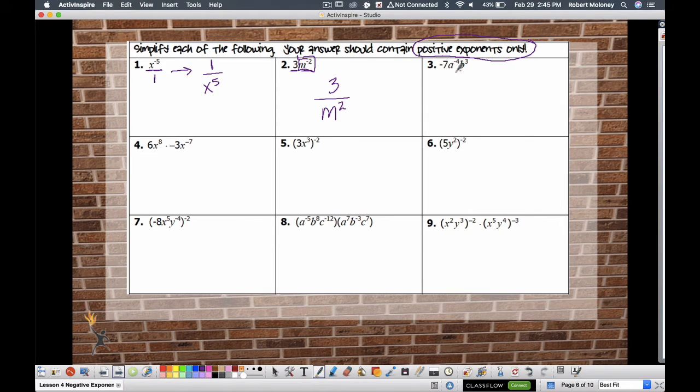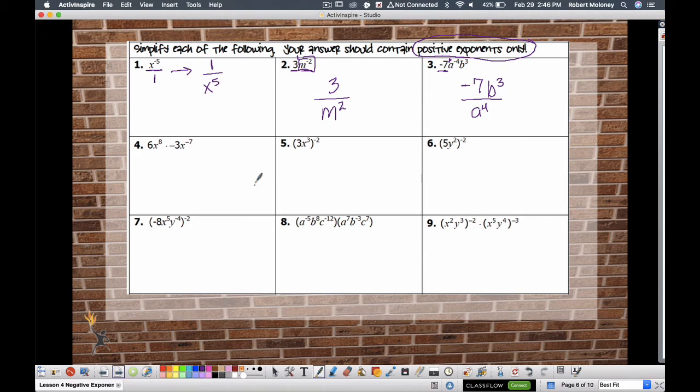Now here's the other thing that catches a lot of students. Negative 7, a to the negative 4th, b cubed. A lot of students go, oh, it's a negative number, so negative numbers must have negative exponents. And that's just simply not true. A negative number still has that positive exponent of 1, so it's going to stay in the numerator. The a to the negative 4 is going to switch places, flipping from the top to the very bottom. And b cubed is going to stay where it is because it has that same positive exponent.